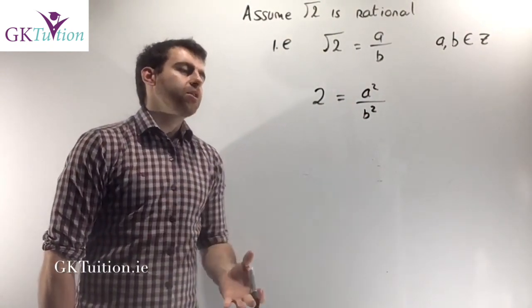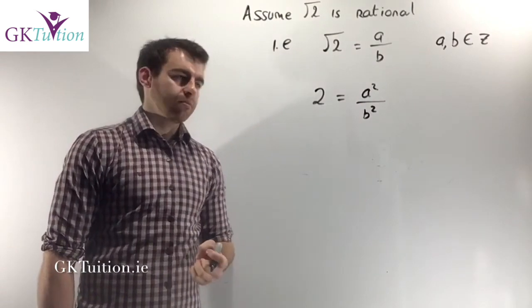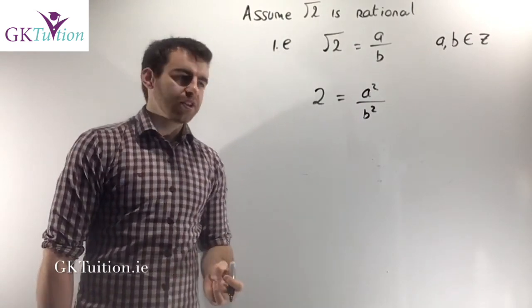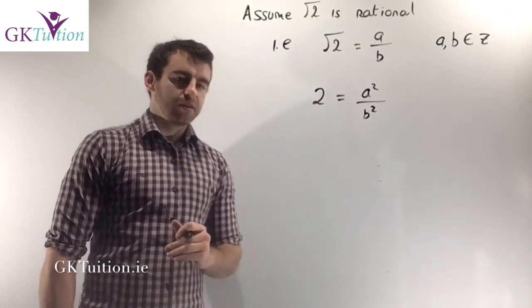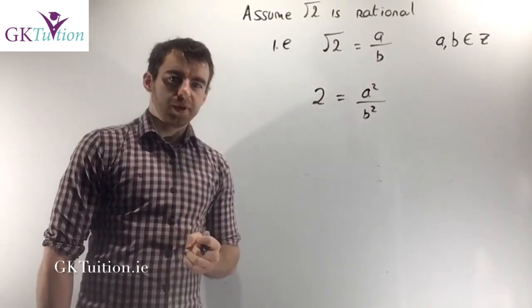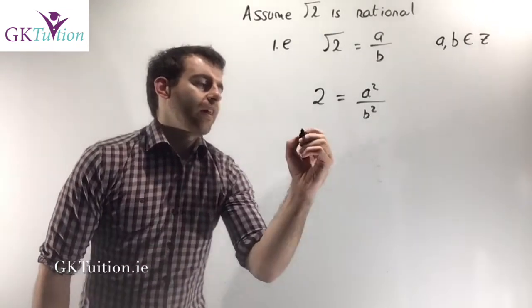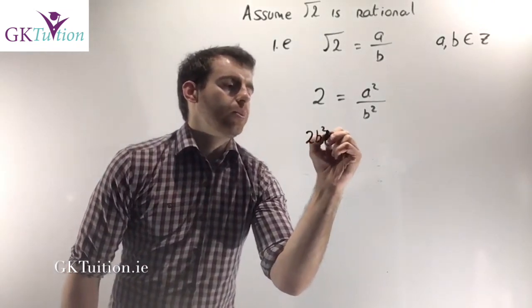And now what I might want to do is eliminate the fraction. In order to eliminate the fraction, I'm going to multiply both sides by the denominator of the right-hand side. In other words, multiply both sides by b squared. If I multiply the left-hand side by b squared, I get 2b squared.